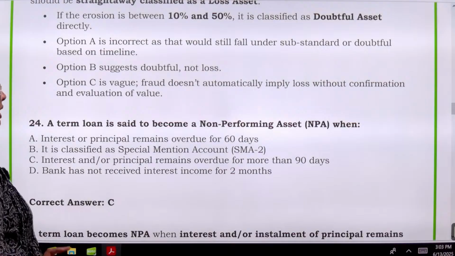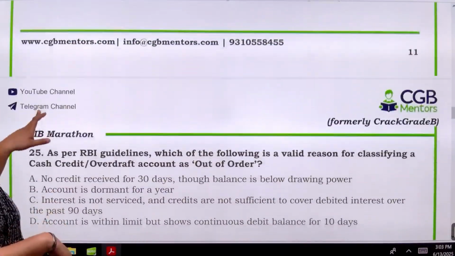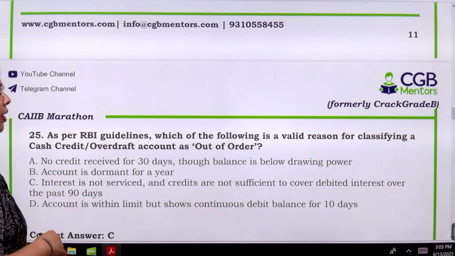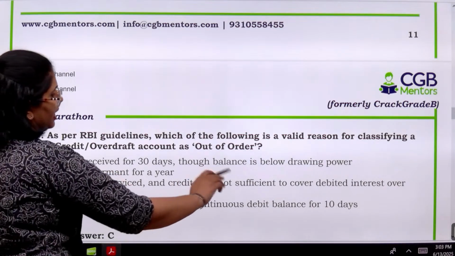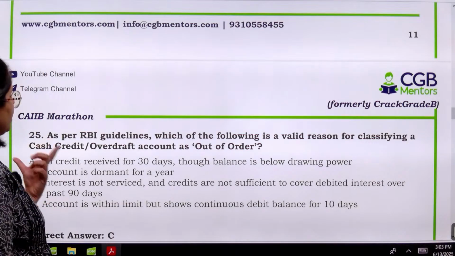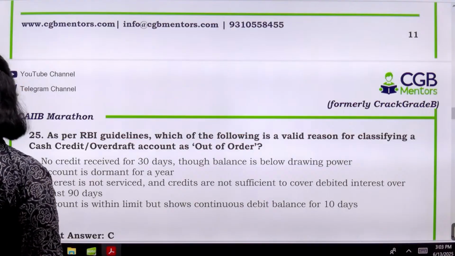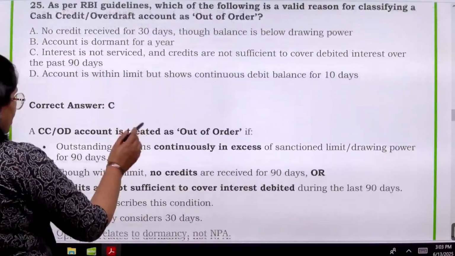If it remains overdue for more than 90 days, right? And before 90 days, it would be classified as an SMA. Now, as per RBI guidelines, which of the following is a valid reason for classifying a cash credit as out of order? In this particular case, interest is not serviced and credits are not sufficient to cover debited interest over the period of 90 days. So then the cash credit overdraft account would be classified as out of order.